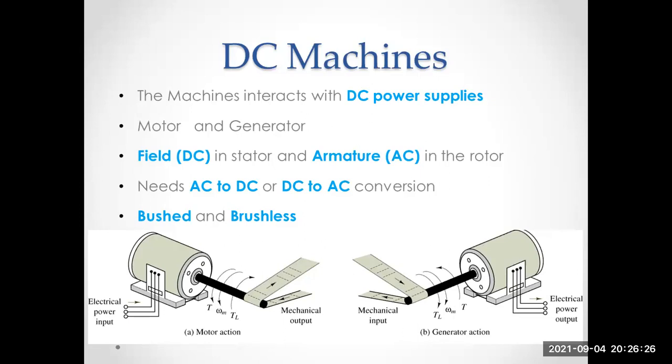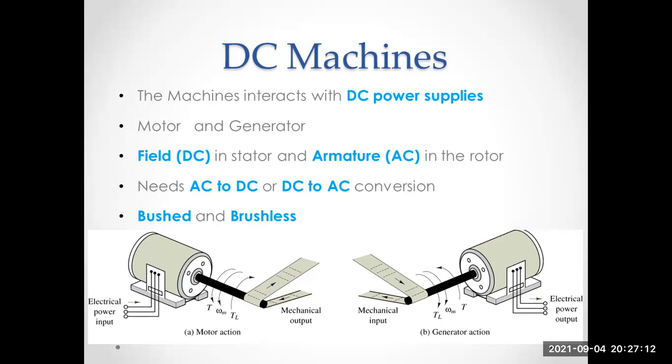I have already mentioned that for every machine, you should have two distinct components: one is called the field, another is called the armature. Mechanically, a machine has two parts, the stator and the rotor. Different combinations are possible. You can keep the field in the stator and armature in the rotor, or the armature in the stator and field in the rotor. But for the DC machine, generally we select the combination I have written here: field on the stator and armature on the rotor.